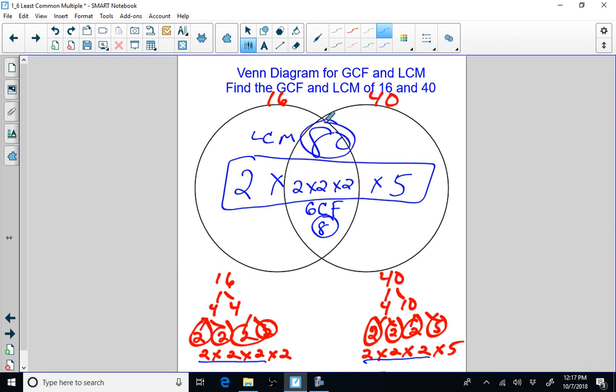All right, so that's the lesson for today. We had a couple strategies that we used. We listed multiples to find the least common multiple. We used prime factorization to find the least common multiple. And then we used the Venn diagrams to identify both the greatest common factor and the least common multiples of numbers.